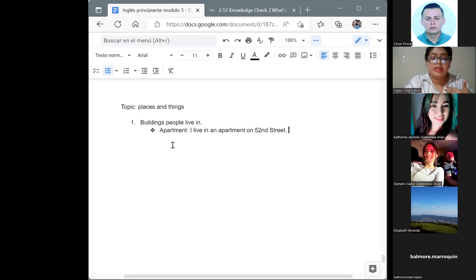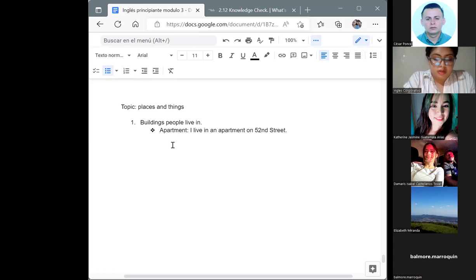Estamos hablando de que vivimos en un apartamento en y decimos el lugar en el que vivimos. En este caso es la calle 52 or something like that. On significa sobre, ¿verdad? In that case is when you are like walking in that place. Es sobre, pero como en este caso estamos hablando de la calle, como no nos metemos dentro de ella, pues es on. Si estuviéramos hablando de algo en lo que podríamos entrar, algo en lo que estemos nosotros dentro, in, en, pero en este caso es on.